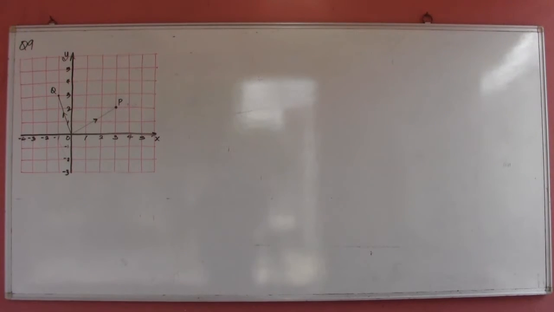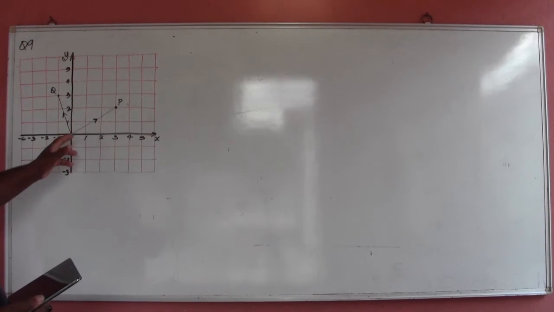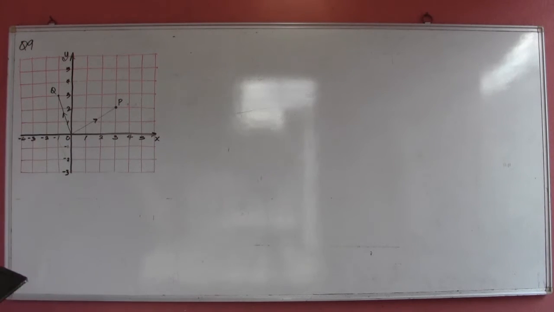Alright, let's have a look at question number 9 from the vector homework. It says the diagram below shows position vectors OP and OQ. So this is position vector OP and this is position vector OQ. You have to remember that a position vector is a vector that is tied to the origin.